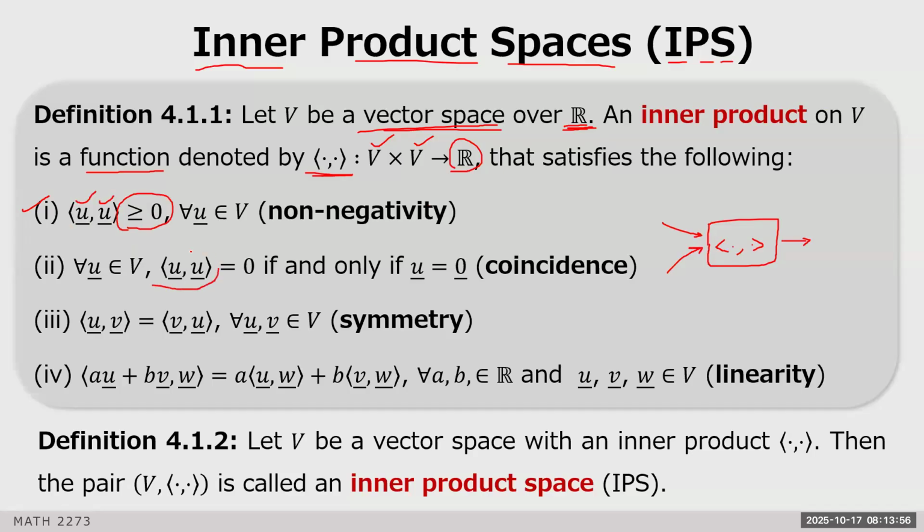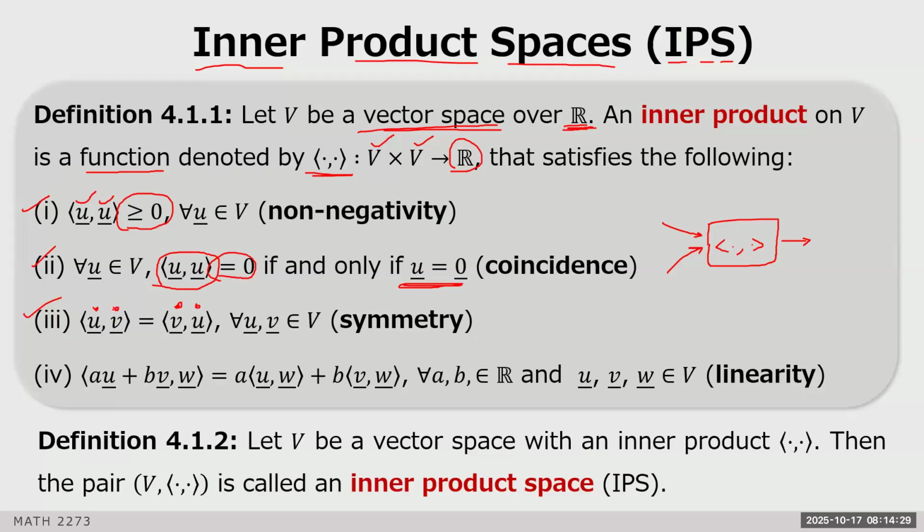If you put in the same vector with itself and it gives you 0, that only happens if and only if that vector is a 0 vector. Okay, so that's the second property. The third one is symmetry, which means it doesn't matter which you put in the first component or which you put in the second component. So inner product of U with V is the same thing as inner product of V with U.